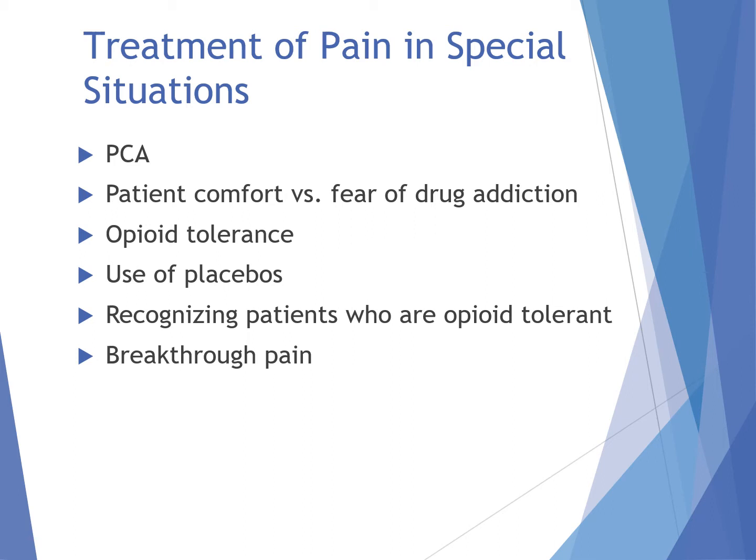We also have opioid tolerance. People do build up an opioid tolerance after long use of opioids. Use of placebos, recognizing patients who are opioid tolerant, and breakthrough pain. We're going to always treat breakthrough pain. We might have somebody who's in pain management and gets pain medications on a regular schedule, but they also might have to have a separate dose or even a separate medication prescribed in between the scheduled doses that they need to have accessible in case they do have breakthrough pain.